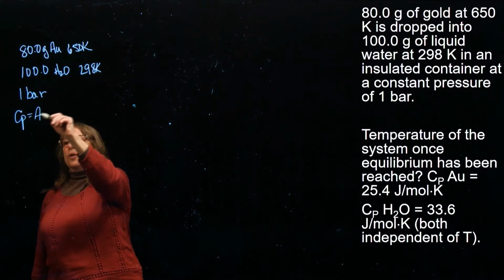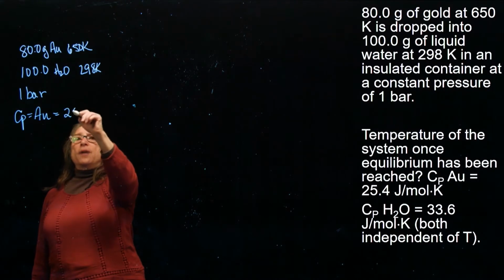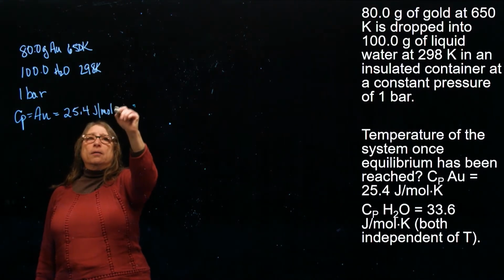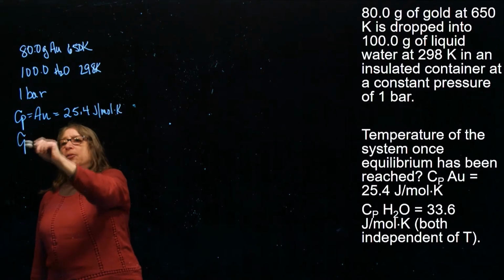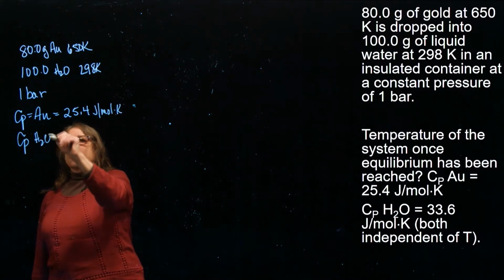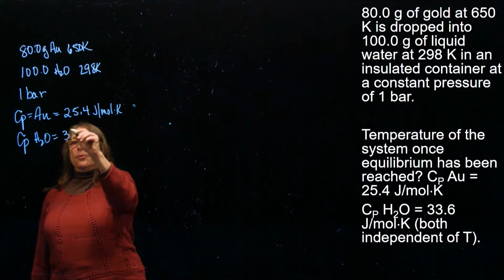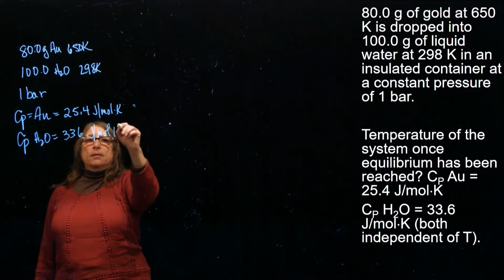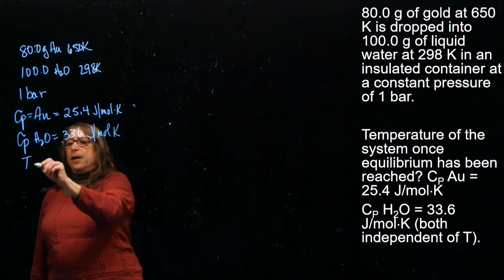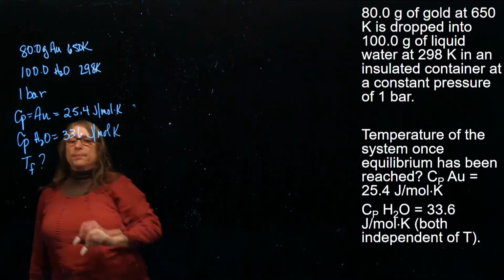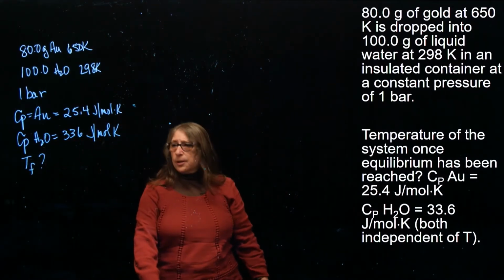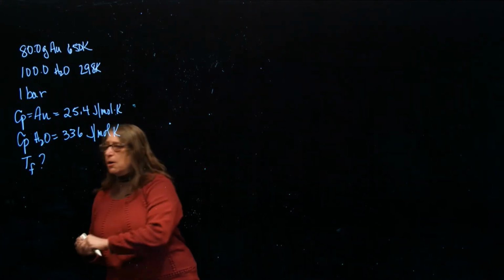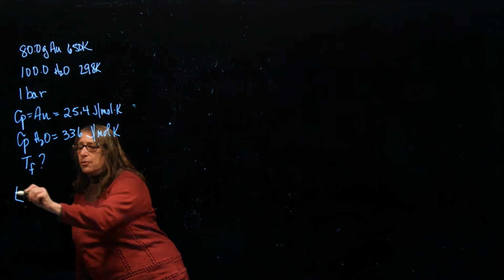The heat capacity of gold is 25.4 joules per mole Kelvin, and the heat capacity for water is equal to 33.6 joules per mole Kelvin, and we're asked for the final temperature. And so in order to work this problem, I need a little bit of space. The first thing we need to know is that energy is conserved.